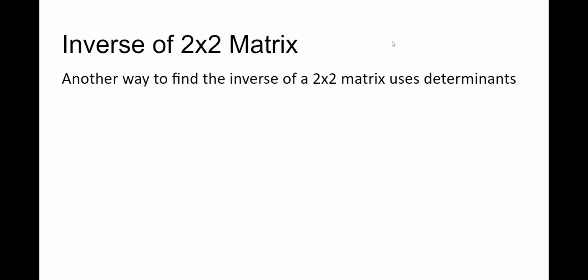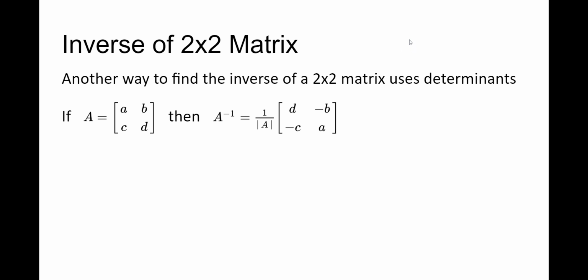Another way to find the inverse of a 2 by 2 matrix uses determinants. If matrix A has the first row A, B and second row C, D, then the inverse of matrix A is equal to 1 over the determinant of matrix A times D, negative B in the first row, the opposite of C and A in the second row.